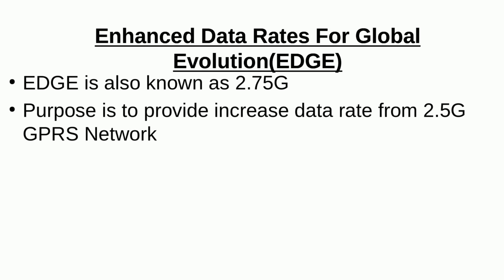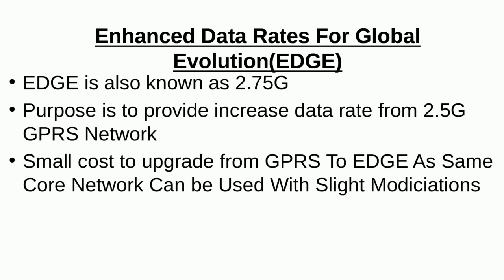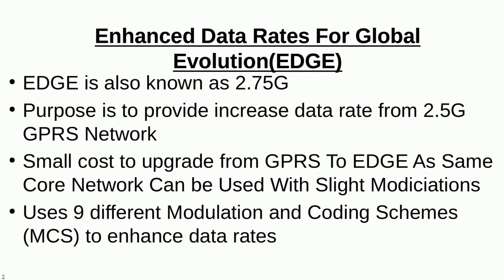Now, what was the purpose of Edge? The purpose of Edge was basically to increase the data rate from the 2.5G or GPRS network to provide enhanced data rate. So we moved on to the 2.75G, which is also known as the Edge. When an operator upgrades its network from GPRS to Edge to have enhanced data rates, the core network essentially remains the same except for a few minor software modifications. So the upgrade is not very costly from GPRS to Edge.